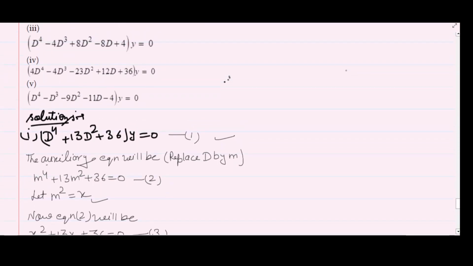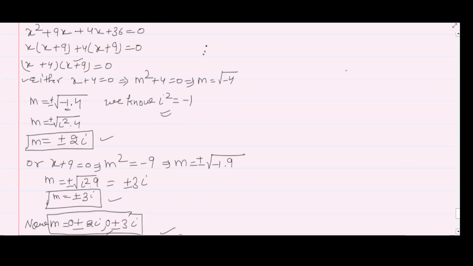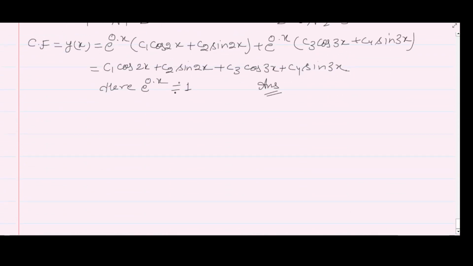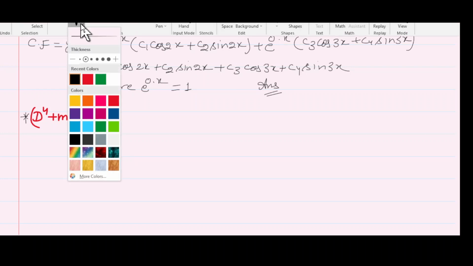Now we will move towards the second higher order differential equation. So now we will write it. It will be D4 plus m4 y that is equal to 0. Now let's move forward. The next problem is D4 plus m4 y that is equal to 0. Now what we have to do, we have to solve this particular problem.